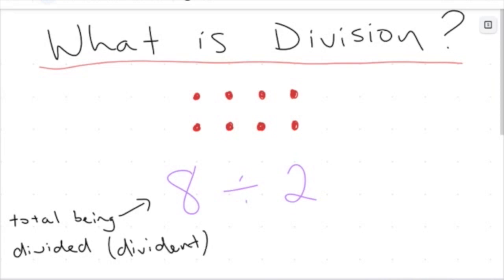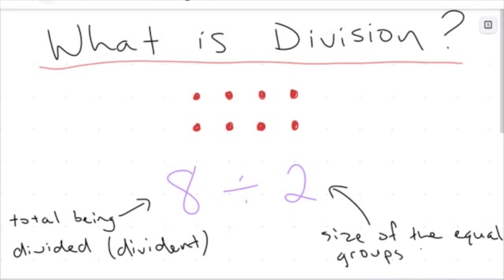Okay? We have this number and we have our division symbol that tells us we're splitting this up into equal bits. And the number here is the number or the size of the equal groups. So how many equal groups we're dividing this number by. So let's write that here. So size of the equal groups. And we have a special name for this one. We call this the divisor. So I'm going to write that in brackets here.